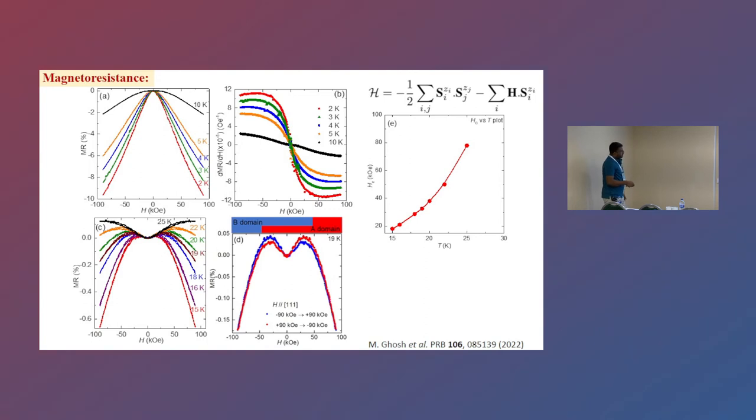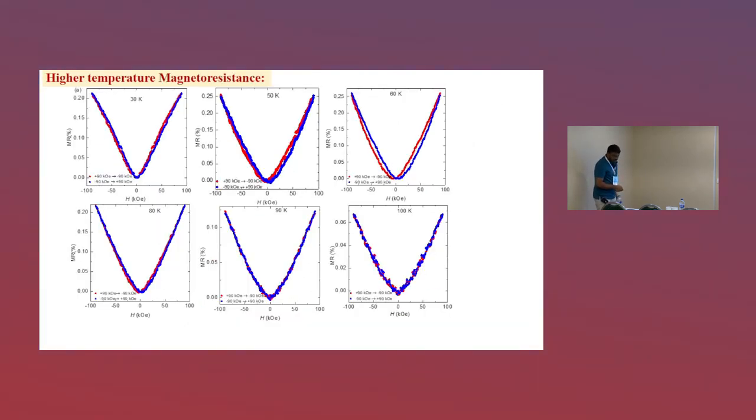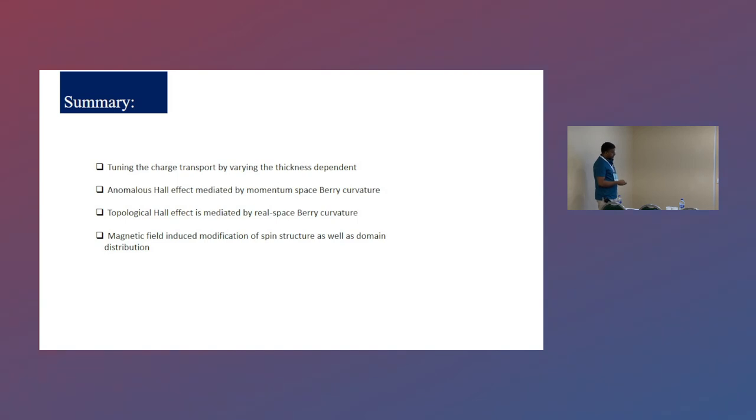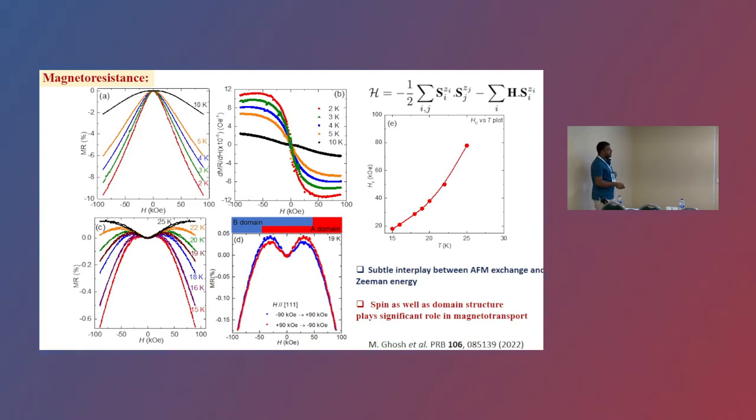So some spins will flip and make some other magnetic structure, and there will be an imbalance of the domains, both A and B domain. In the positive field region, the A domain will be maximized, whereas in the negative field region, the B domain will be maximized. That gives a finite hysteresis between the field up sweep and down sweep. This hysteresis is present up to 80 Kelvin, which is the transition temperature. So it confirms that there is a subtle interplay between the antiferromagnetic exchange and Zeeman energy, and that the spin as well as the domain structure plays a significant role in the magnetotransport properties.